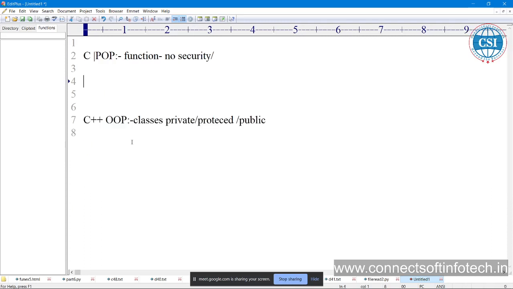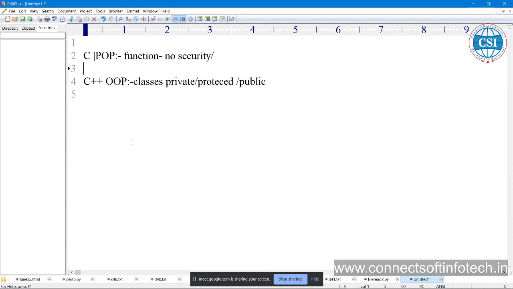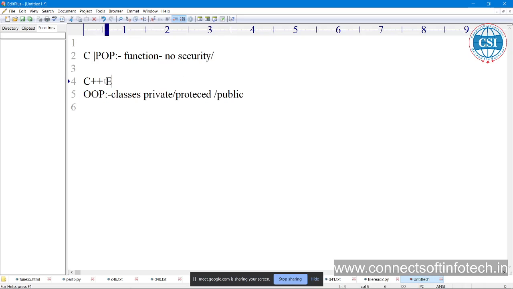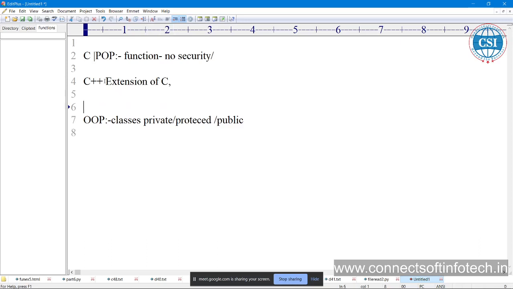So security is not available, inheritance is not available, so we can go for the object oriented programming language. C++ is just an extension of C. We can say it's a superset of C, and C is a subset of C++. C++ is just an extension of C.